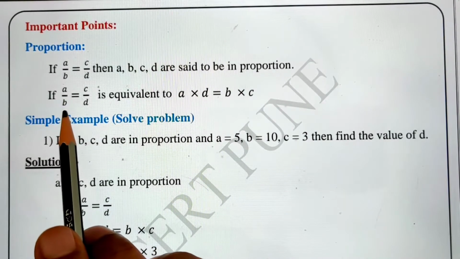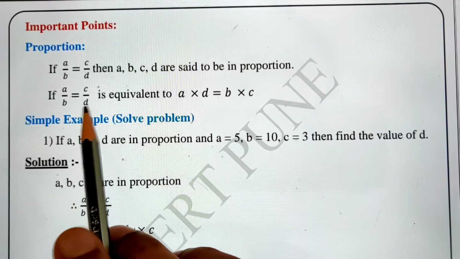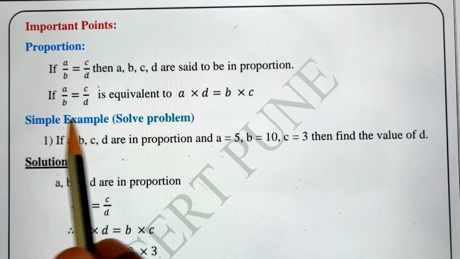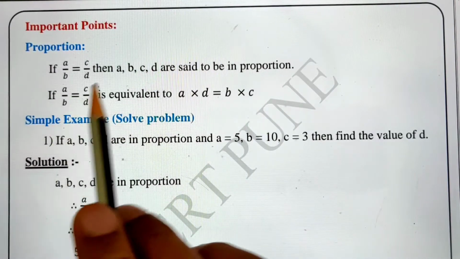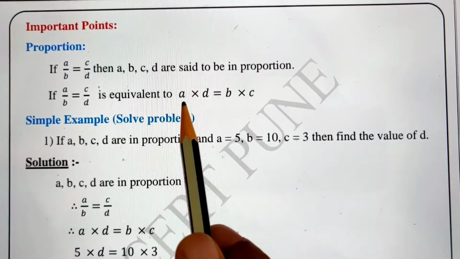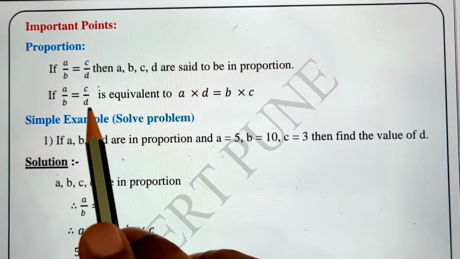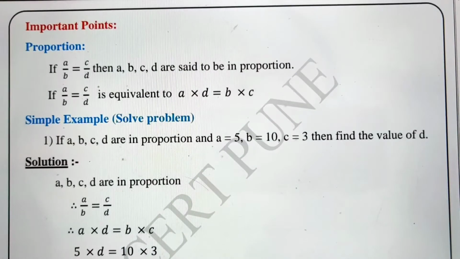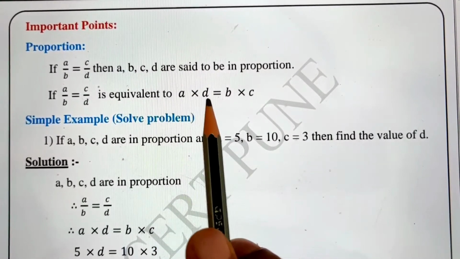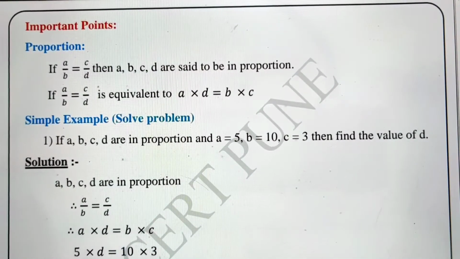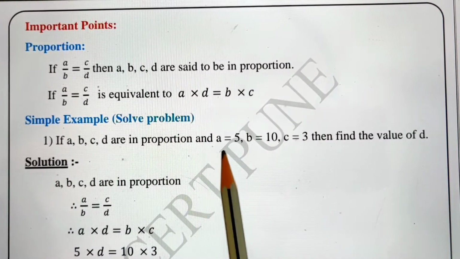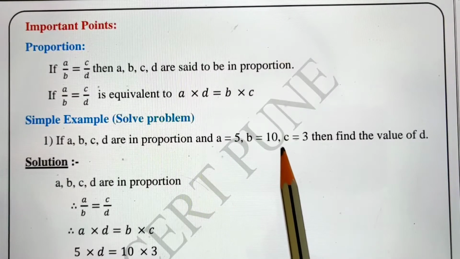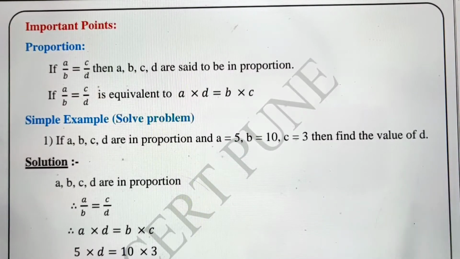If A upon B equals C upon D, then it is equivalent to, by cross multiplication, A into D, this first product, is equal to B into C. So whenever AD equals BC, or A into D is equal to B into C, then again we can say these four numbers A, B, C, D are in proportion. Here some solved examples are given. Let us see those examples. If A, B, C, D are in proportion, A is given 5, B is given 10, C is given 3, then find D.